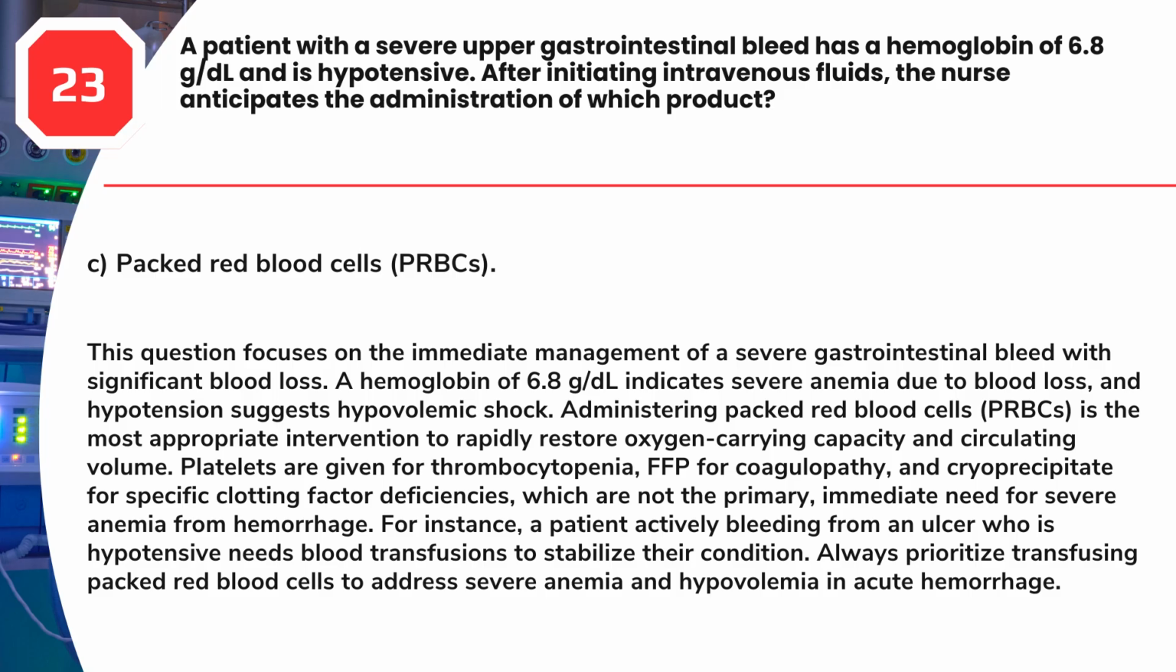Platelets are given for thrombocytopenia, FFP for coagulopathy, and cryoprecipitate for specific clotting factor deficiencies, which are not the primary, immediate need for severe anemia from hemorrhage. For instance, a patient actively bleeding from an ulcer who is hypotensive needs blood transfusions to stabilize their condition. Always prioritize transfusing packed red blood cells to address severe anemia and hypovolemia in acute hemorrhage.